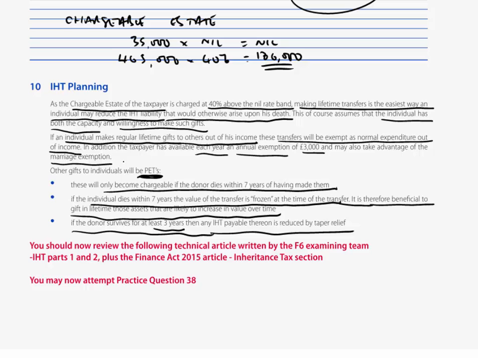But for now, what you need to do to follow up what we have been doing together is, as stated here, read through the technical article written by the F6 examining team on inheritance tax. There were at least a couple of parts of that, though how many parts it comes to on your computer, I can't remember. But read the IHT Acts, plus the Finance Act 2015 article as it impacts on IHT, which is very, very little indeed. Once done, you may then attempt practice question 38. After this, there's just one other main tax still to do and one further chapter, and that is VAT. And that awaits us in our next lesson together.